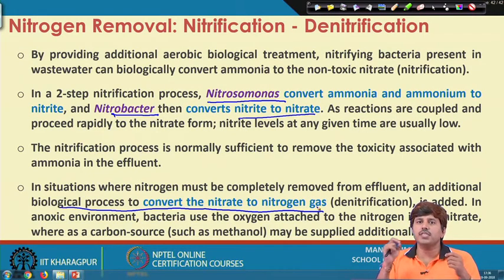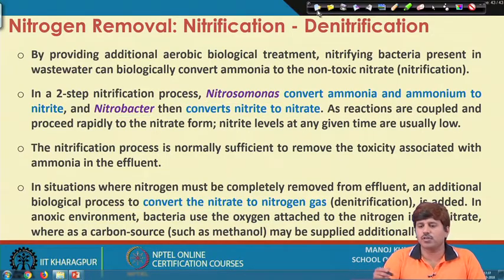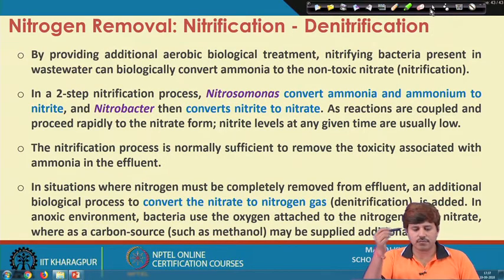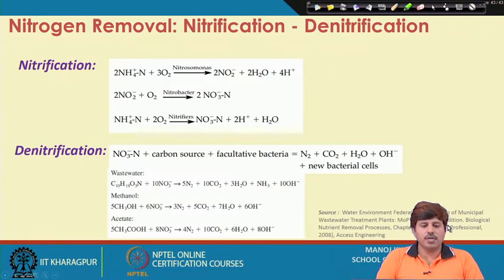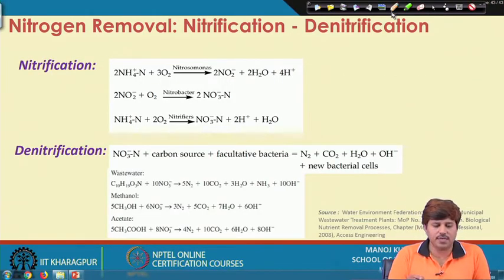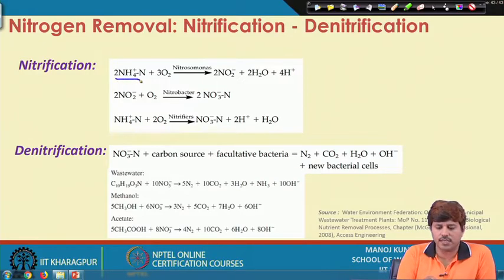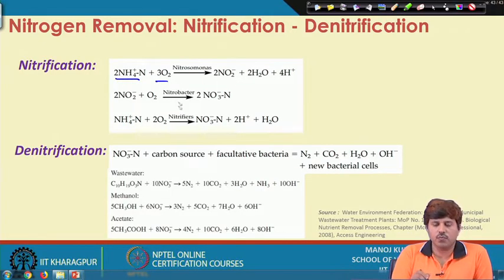So, bacteria use the oxygen attached to the nitrogen in the form of nitrate, and this nitrate becomes the terminal electron acceptor in this case. In the presence of a carbon source, in the process of degradation of the carbon source, in order to separate the oxygen from the nitrogen, they release the nitrogen gas and assimilate the oxygen present in the nitrate.